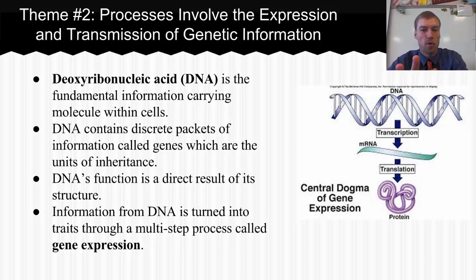DNA is made up of 4 nucleotides that can alternate in order, and its order defines its function. If you change the order, the function changes. Information from DNA is turned into traits through a multi-step process called gene expression. We'll spend a lot of time talking about gene expression when we get to our molecular genetics unit.